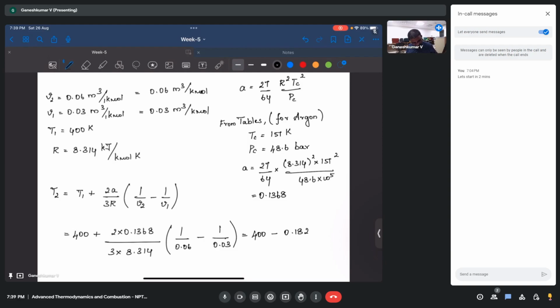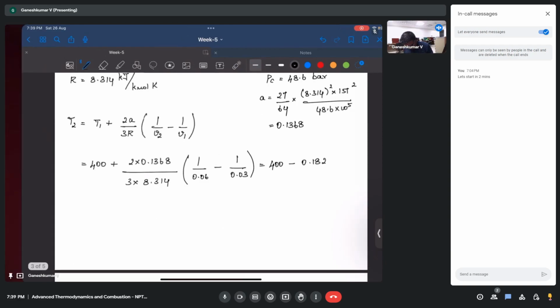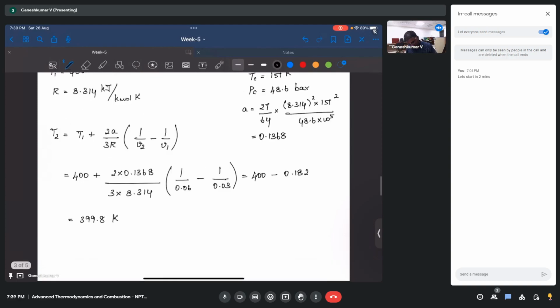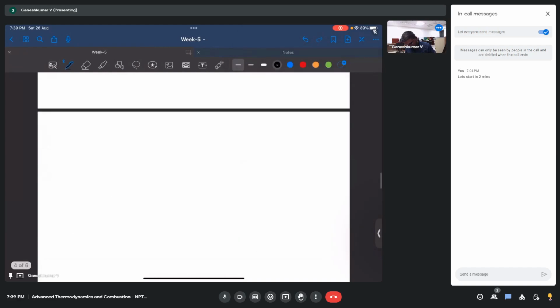Alright, looks like this is the answer. So if that is the case, then minus answer is going to be 0.182, so it's 399.8 kelvins. Okay, so do recheck this calculation once again, and if there are any errors, please let me know.